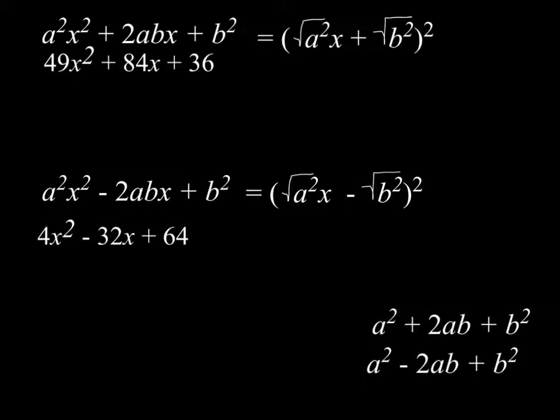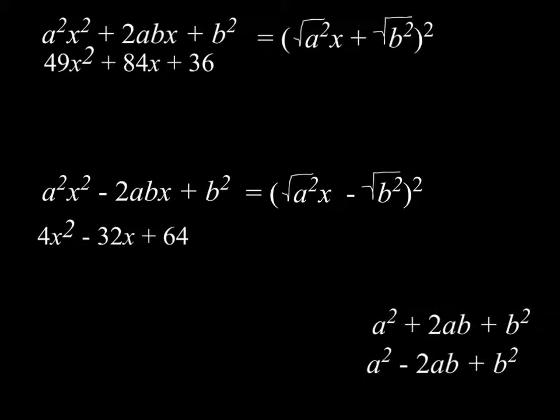Okay, here's the first generic form. When the coefficient of the x squared is a perfect square, and the constant at the end is a perfect square, you're going to end up with the square root of that perfect square times x, plus the square root of that perfect square from the b on the end, and then in parentheses you get to square that.